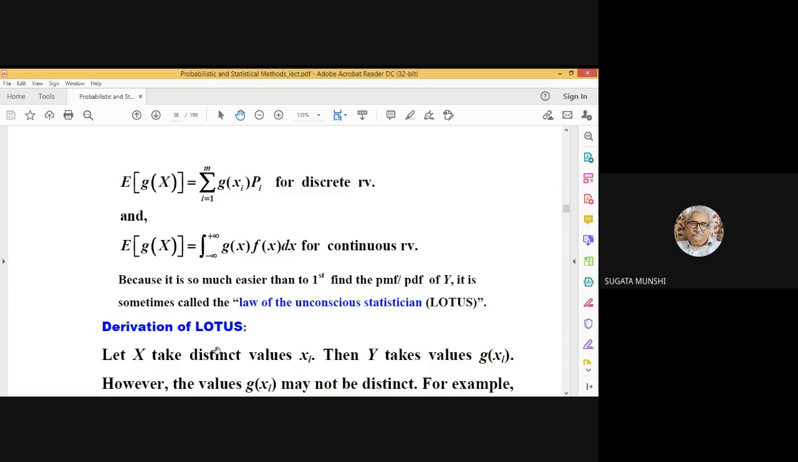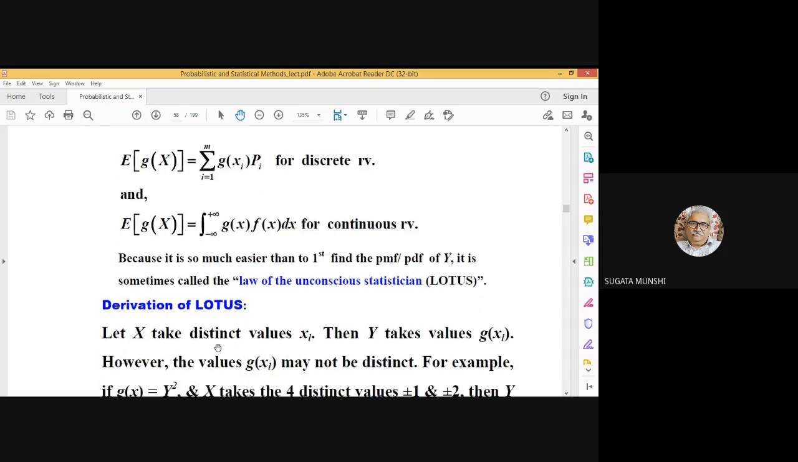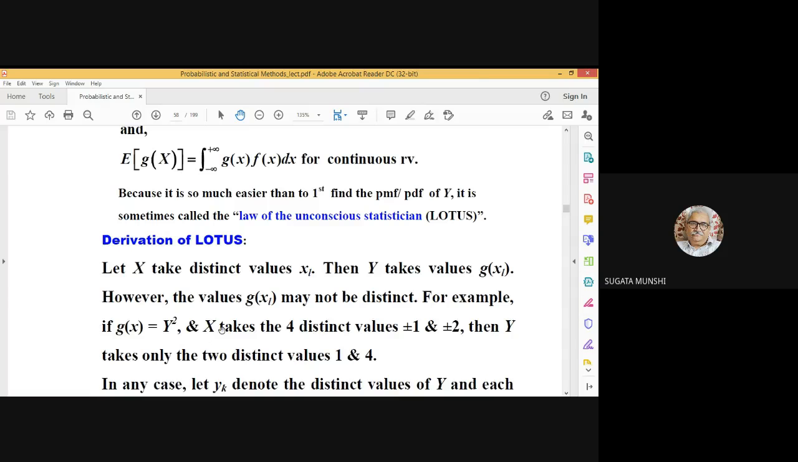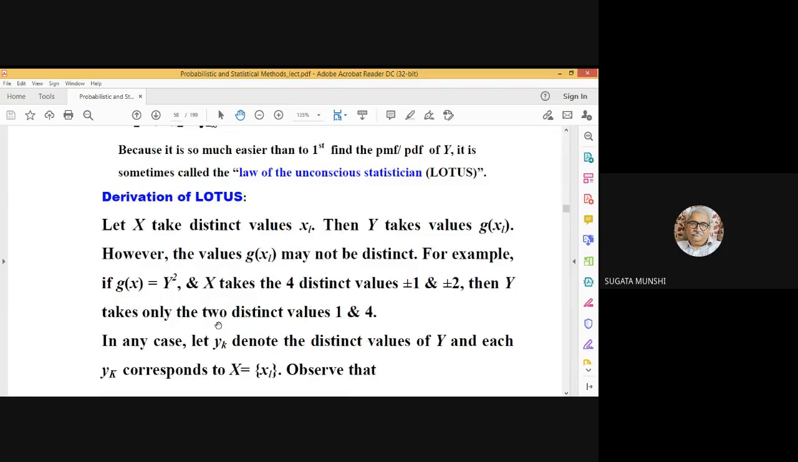Now let me first consider the derivation of LOTUS. I have tried it out. If you find that there is some flaw, please let me know. Now, suppose x takes on certain discrete values xl, then this random variable y takes on values of g(xl), but the values of g(xl) may not be distinct.